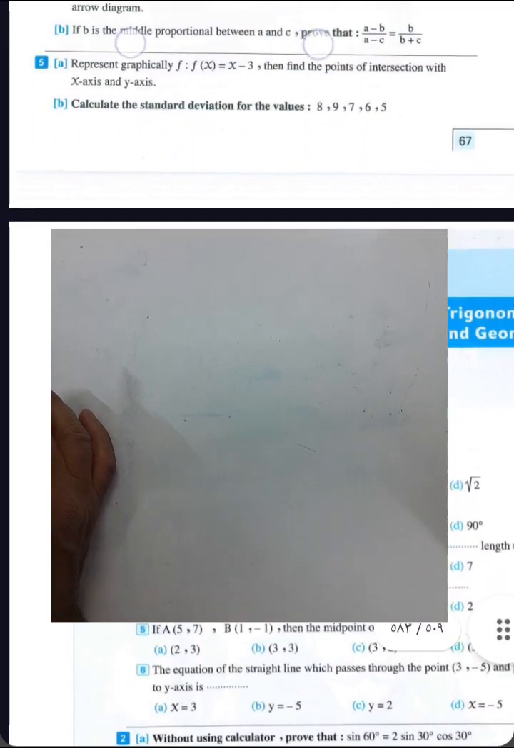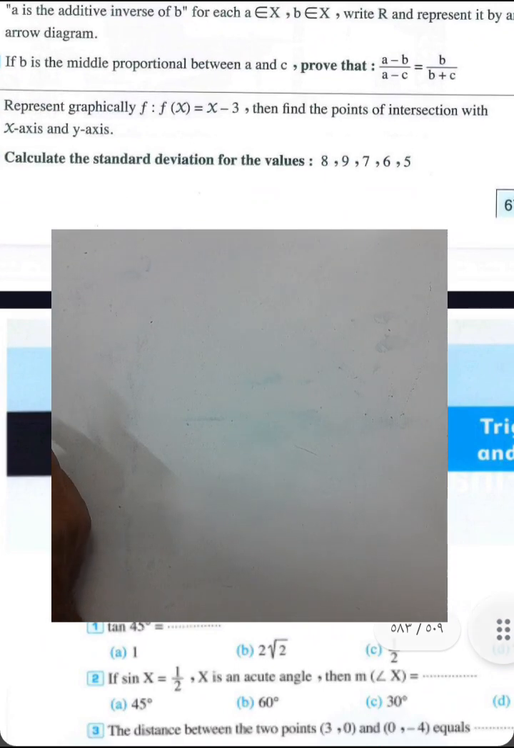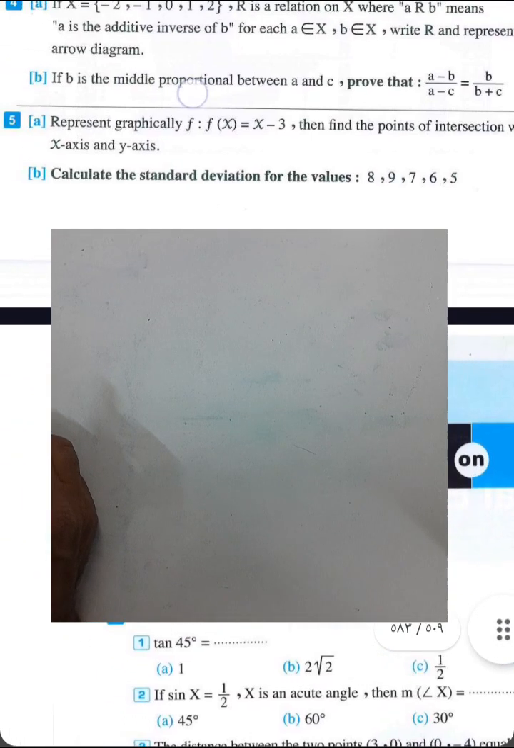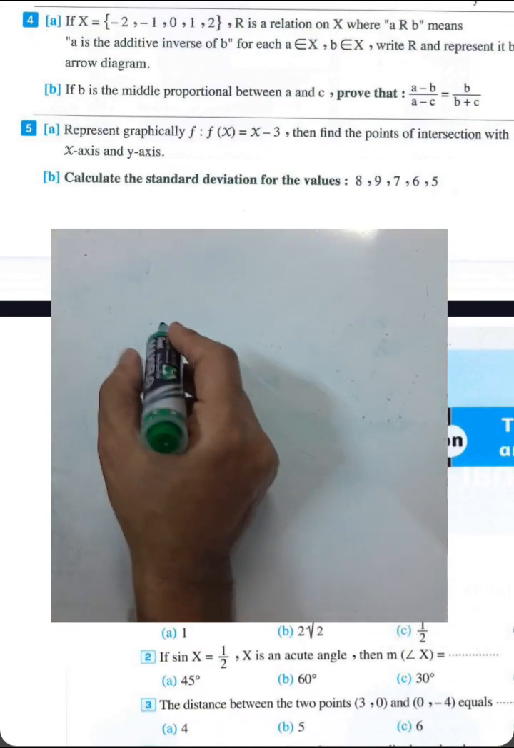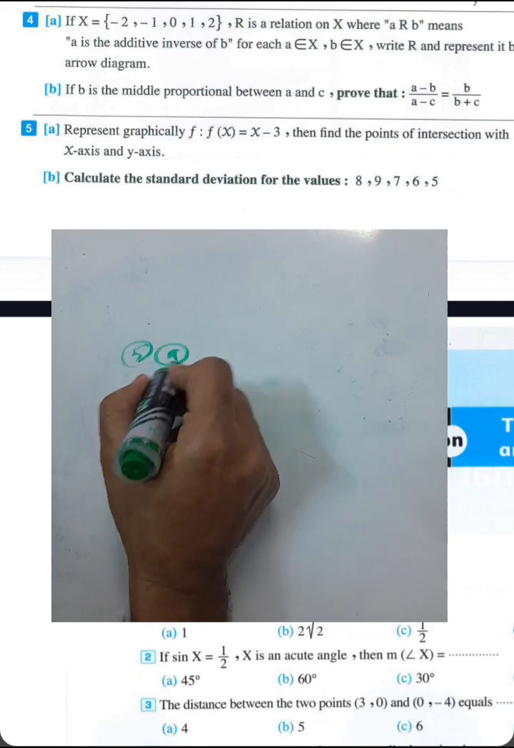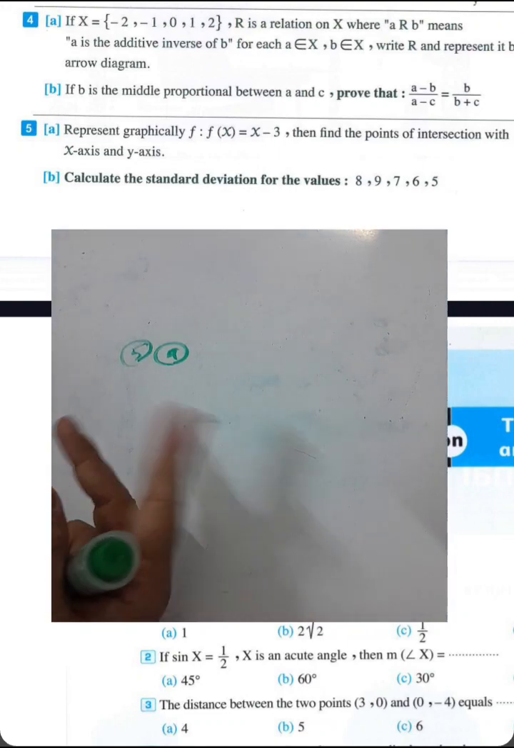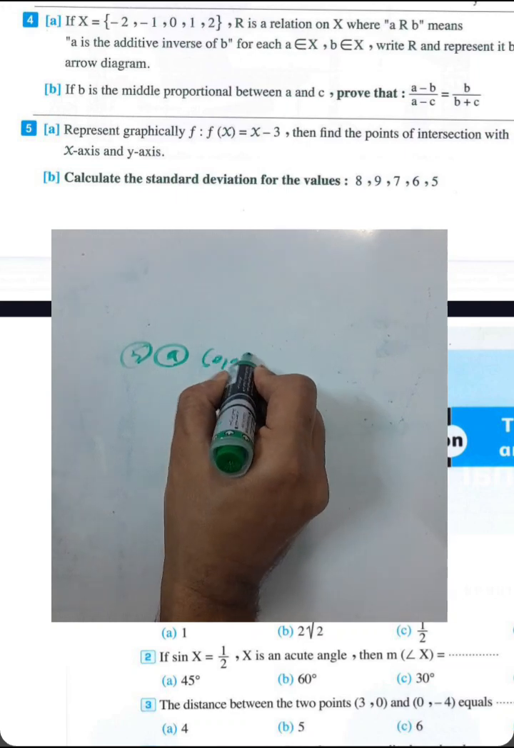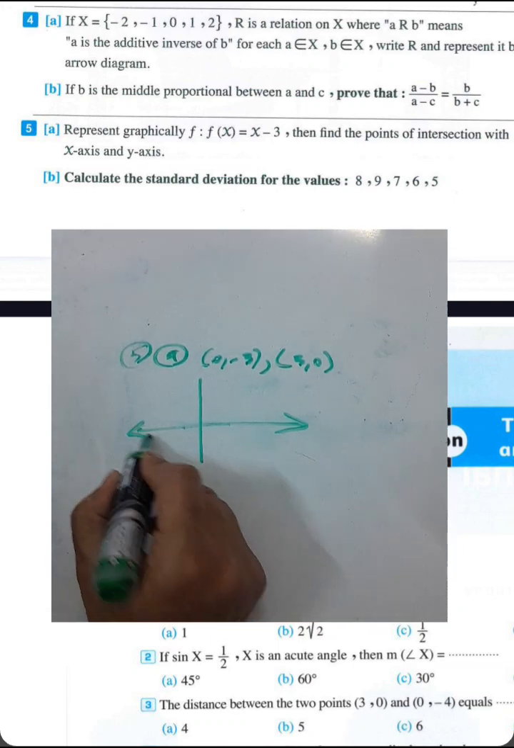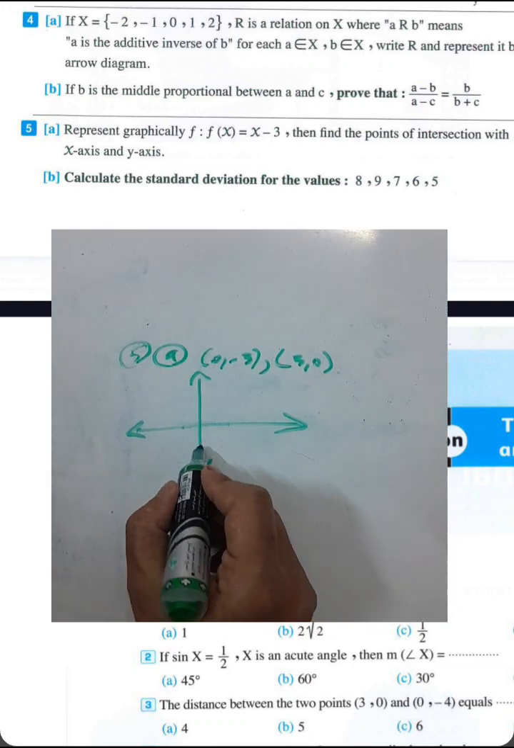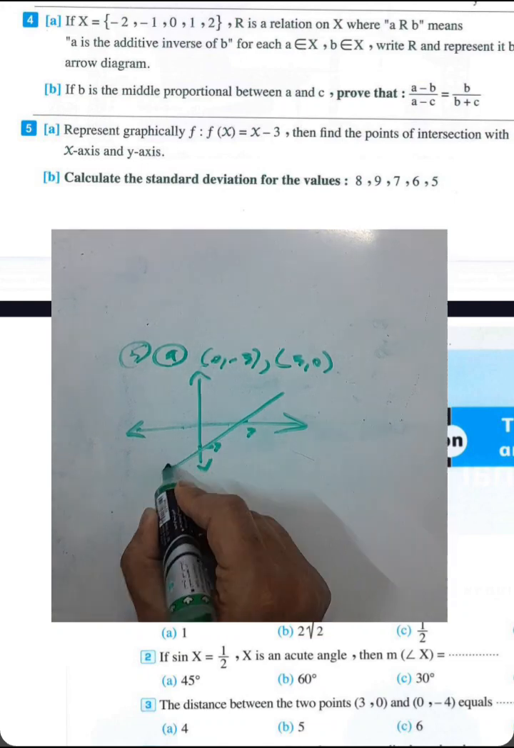Next example, calculate the standard deviation of 8, 9, 7. Okay, we can solve this. Okay, I will draw this function again, question 5 letter A. I will complete this question, but first I find the 2 points here. Remember 0 and negative 3, and the next point 3 and 0, and then you can draw this function again. We have 0 and negative 3 and 3 and 0, and it will be this function here.